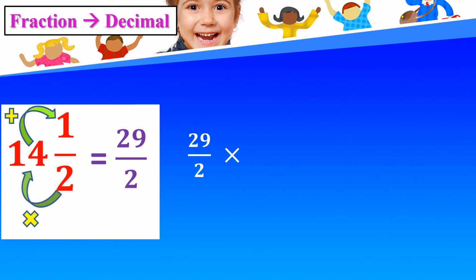Now, the second step is converting the denominator into 10, 100 or 1000. Now, the number in the denominator is 2. So, the simplest form is to convert the denominator into 10. So, multiply the numerator and the denominator by 5. We get the denominator as 10 and the numerator as 145. So, the fraction becomes 145 divided by 10.